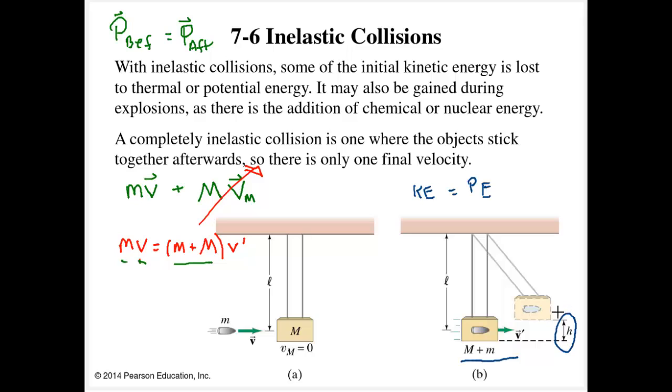So I can measure the height of a pendulum like this and work backwards and solve for the velocity of my bullet if need be. I would work backwards, solve for v prime, and then solve for my velocity using this equation right here, using conservation of momentum. So it's kind of a neat blend of momentum and conservation of energy in one pretty nasty looking inelastic collision problem.